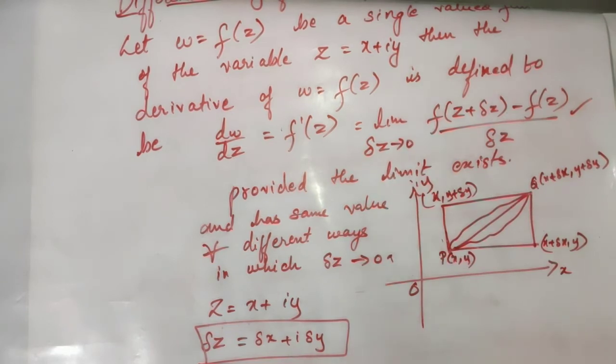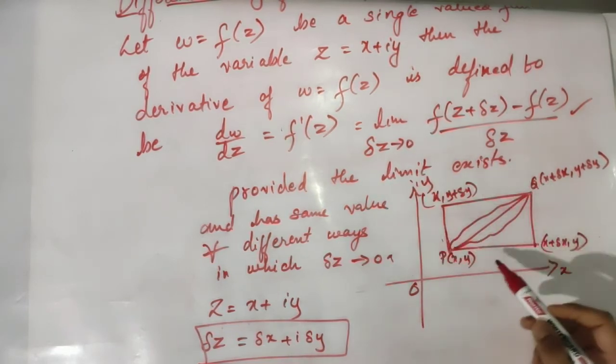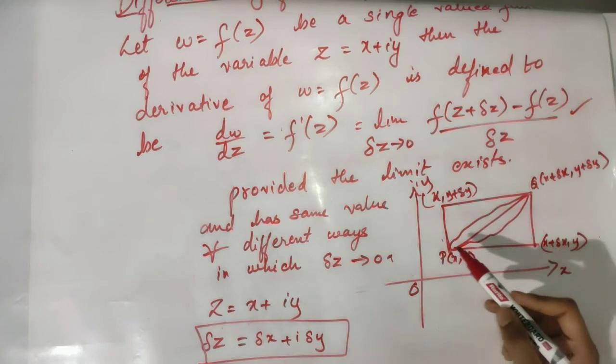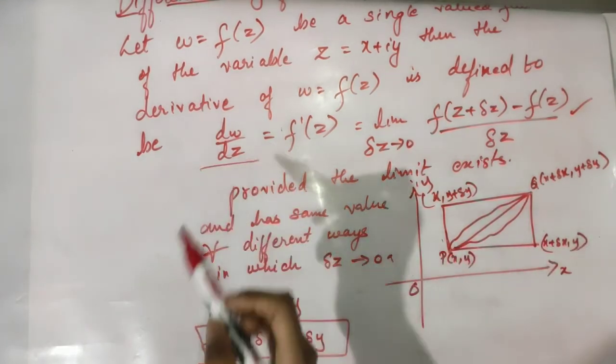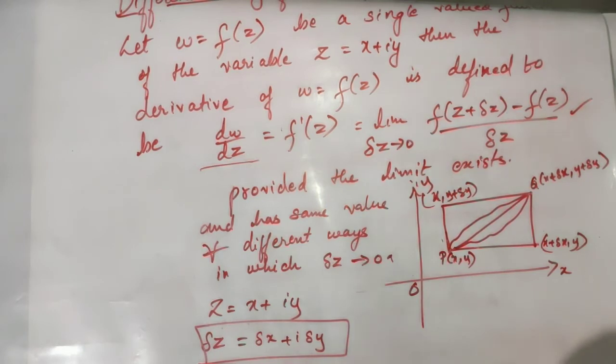So in all ways, whether you go by this way or by that way, or go a straight way, this derivative should have the same value and it should exist. Then we say the given w is equal to f of z is differentiable, or there exists a derivative for that w is equal to f of z. This is a small thing that you must remember.